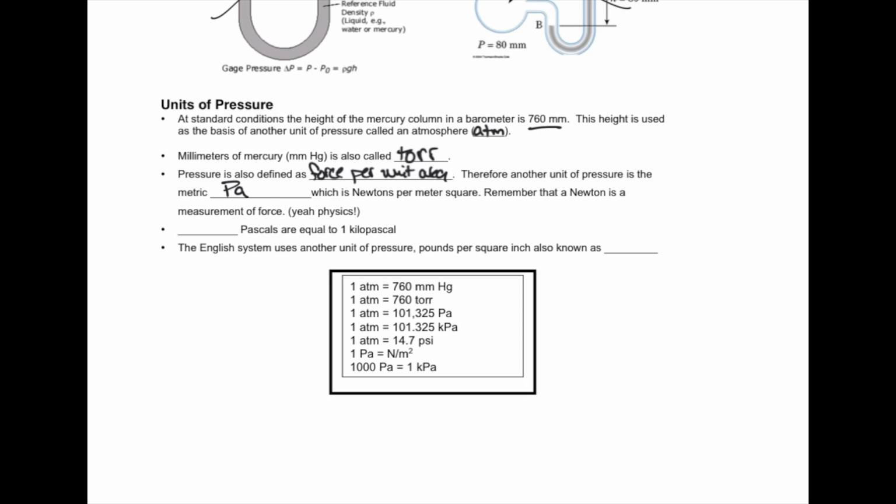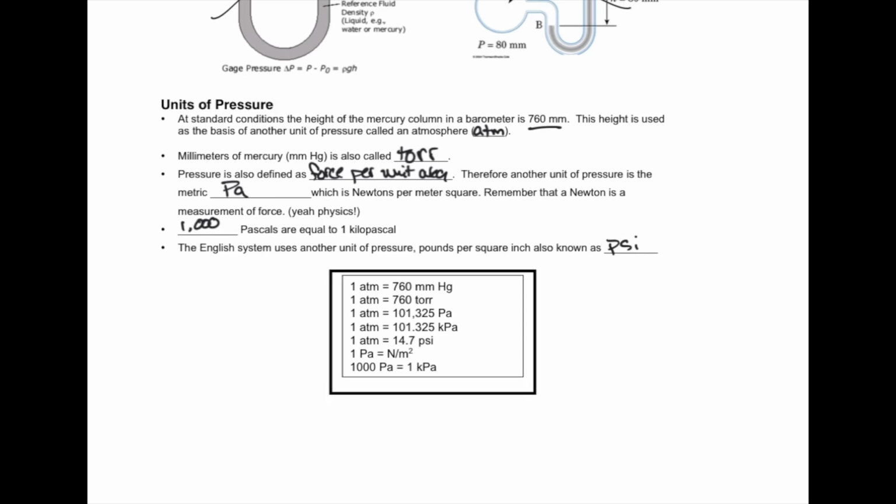And then if you have 1,000 of anything, we just put the word kilo in front of it. So if you have 1,000 pascals, you have 1 kilopascal. Now, in the English system, which we had discussed just a little bit ago, we use pounds per square inch, right, which is PSI.